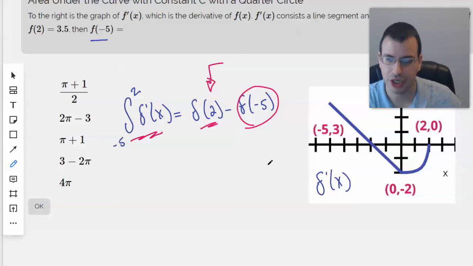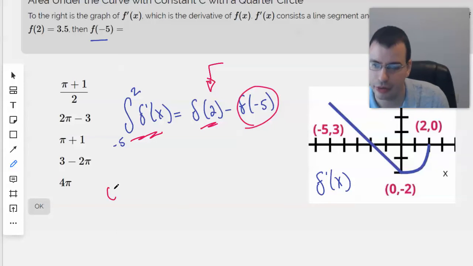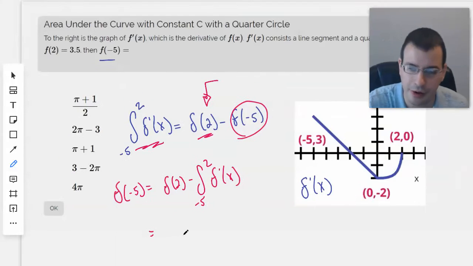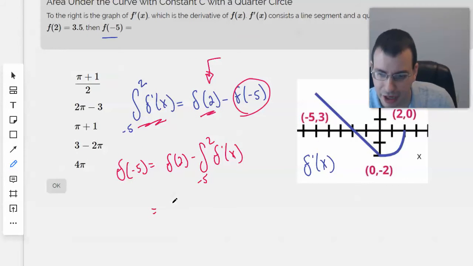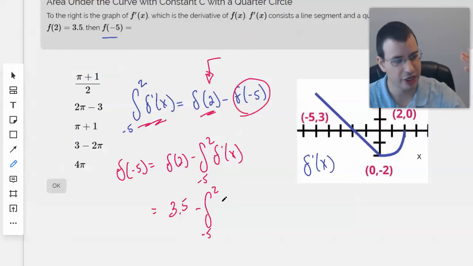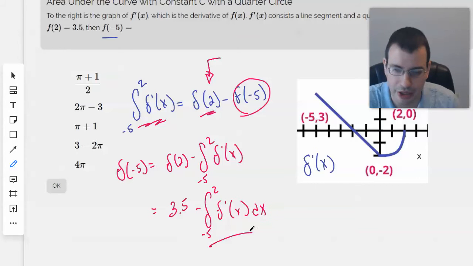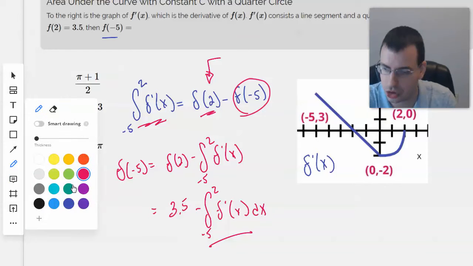With some rearranging, f of negative 5 equals f of 2 minus the integral from negative 5 to 2 of f prime of x dx. That seems reasonable. And f of 2 is 3.5, so I'll just put that in. I could wait to the end, but I am not very good at waiting. I have a very high time preference. And this integral, as I said earlier, is just the area under the curve.